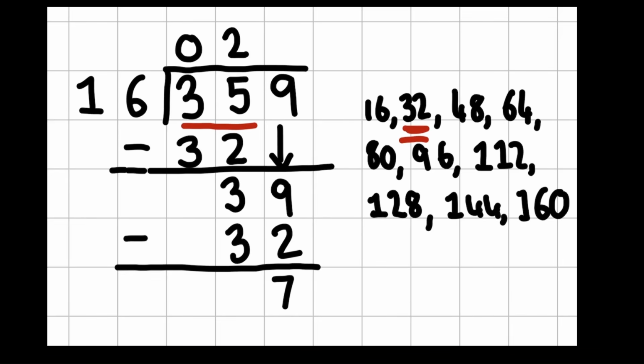So we need to make sure we've put the 2 in the answer at the top. And we have a remainder of 7. We can't fit any 16s into 7. So this is a remainder. So 359 divided by 16 is 22 with a remainder of 7.